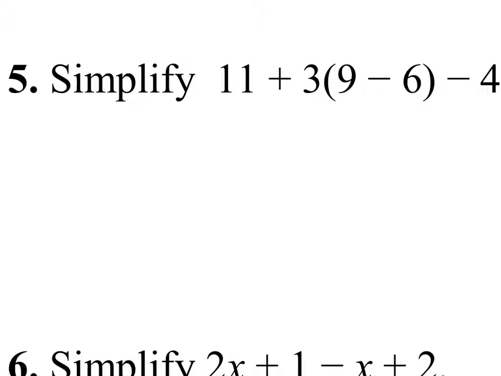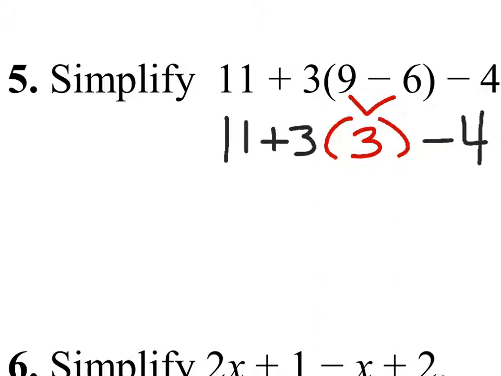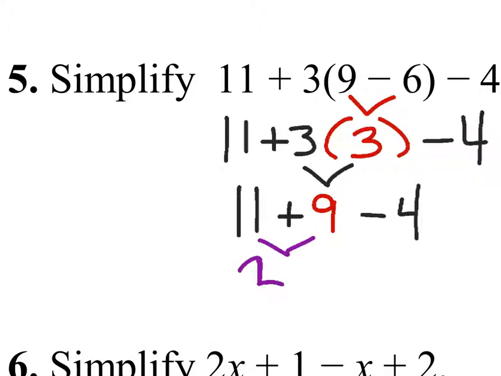Okay. So what we're going to do is distribute the 3 because that's multiplication. I'm sorry, we're not going to distribute 3. I'm going to do parentheses first, actually. So 9 minus 6, bam, that's 3. You could distribute, by the way. I'm just not going to, because this, to me, is a little bit easier. So then I've got 3 times 3, which is 9. And I've got 11 plus 9 minus 4. And 11 plus 9, bam, 20. So 20 minus 4, and I get 16.